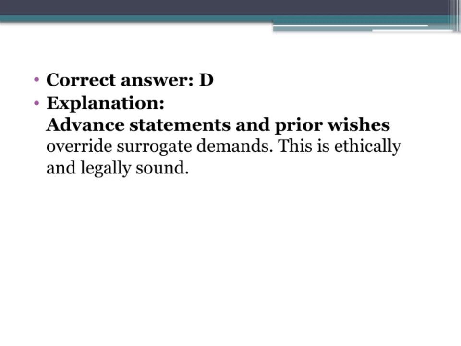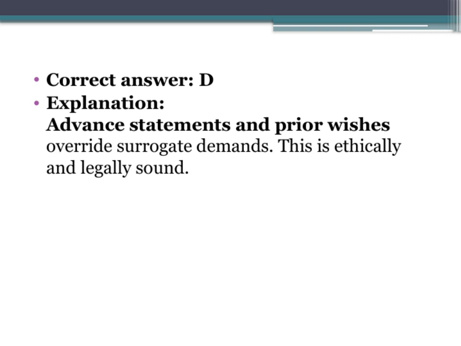The correct answer here is D now. Let's talk through why that is. Advanced statements and prior wishes. These are critical because they take precedence over surrogate demands. Essentially, if a patient has made clear their wishes ahead of time, those wishes should override what a surrogate might demand in the moment. This approach aligns with both ethical principles and legal standards, ensuring respect for patient autonomy.